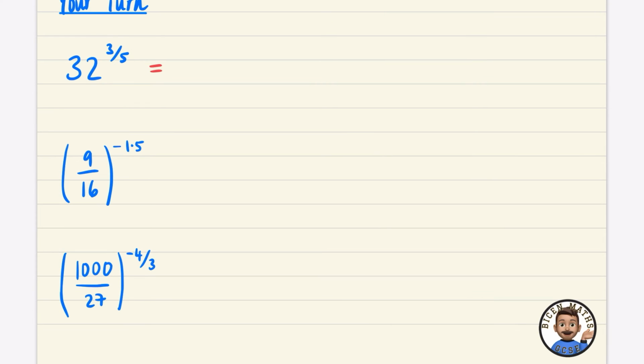Okay, so 32 to the power of 3 over 5. No reciprocal needed here. It's just going to be the 5th root of 32 from that 5 in the denominator, and that's going to be cubed. The 5th root of 32 is 2, and when you cube that, 2 cubed is 8.